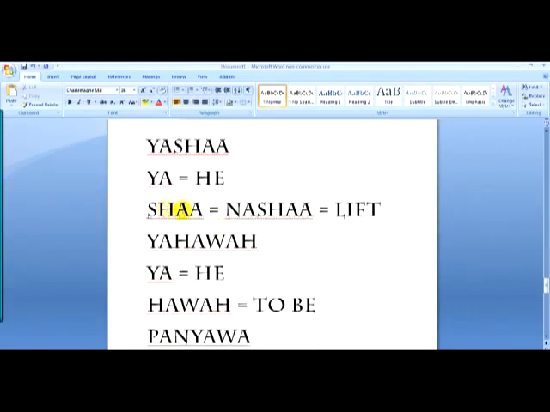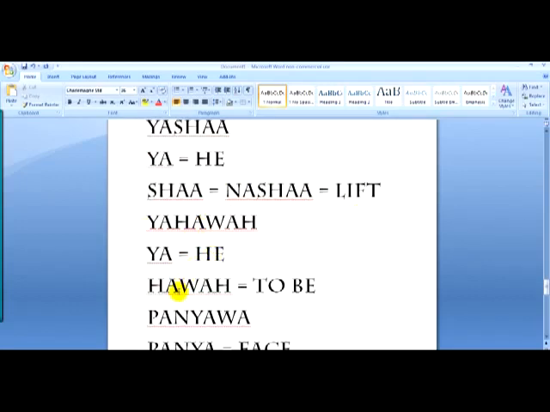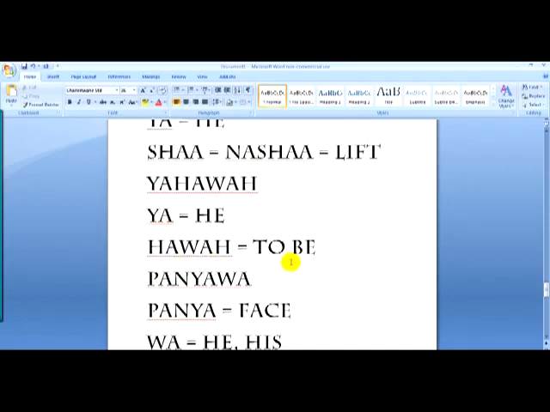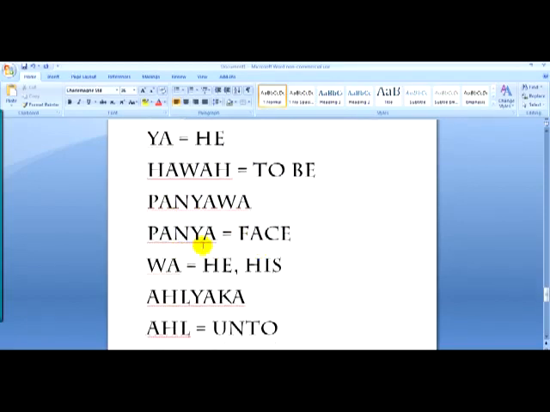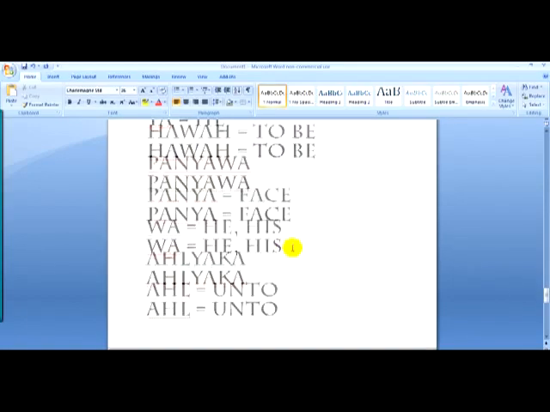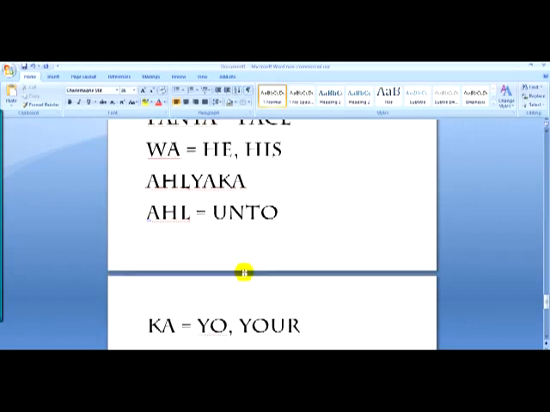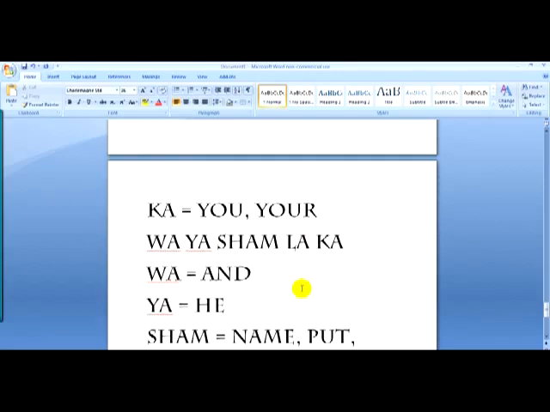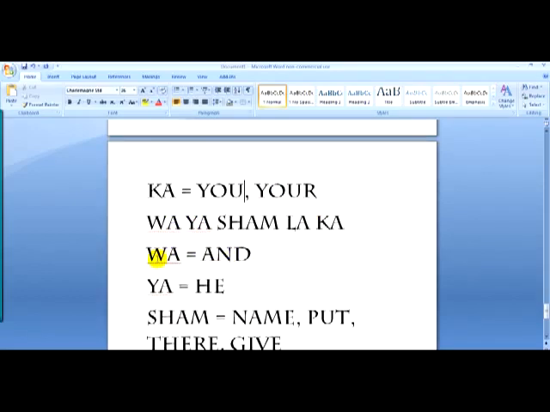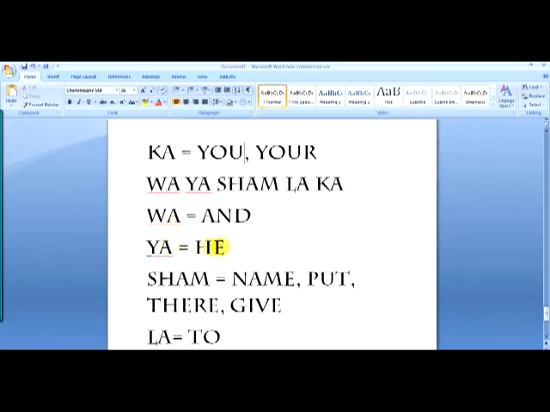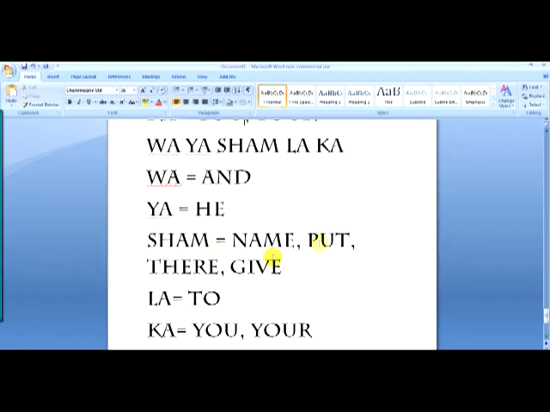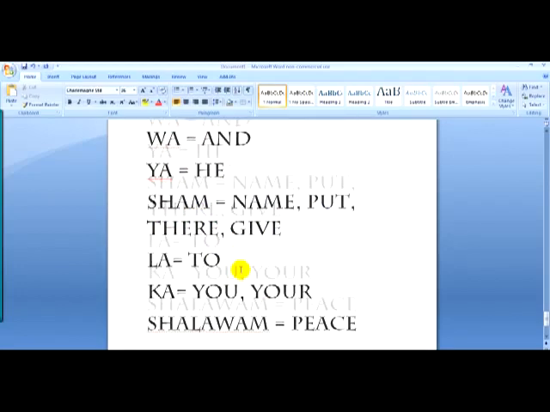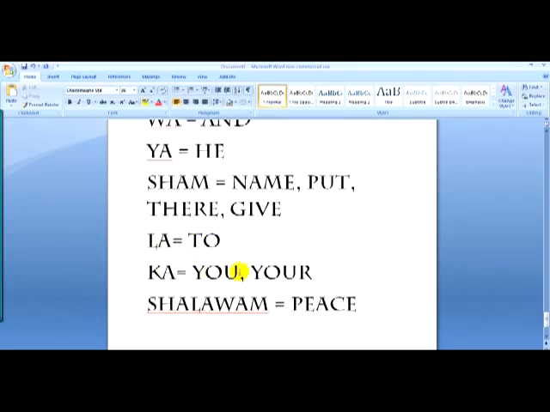Yi is he, Sa from the Hebrew word Nasa means to lift. Yahweh is he, Hawa to be. Panayw, Pana is face, Wa is he or his. Elayka, El is unto, Ka is you or your. Wa Yasem Lka, Wa is and at the beginning of a word, Ya is he, Sem is name, put, there, in this case give, La is to, and Ka you or your, and then Shalom is peace.